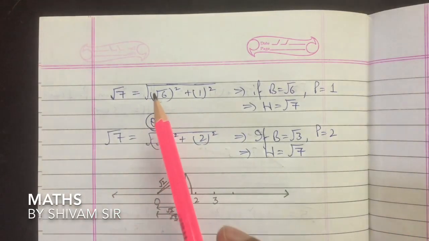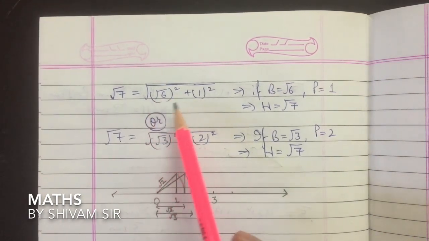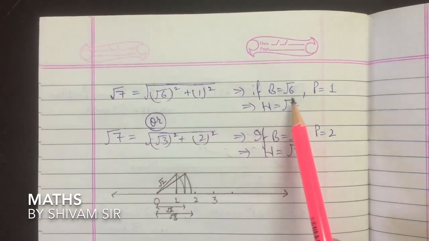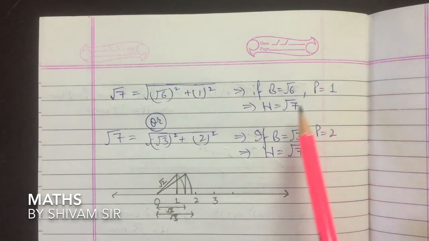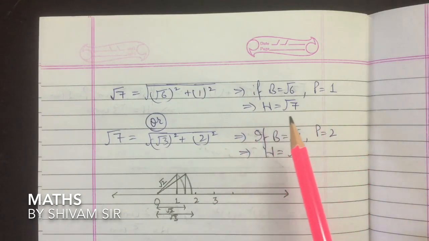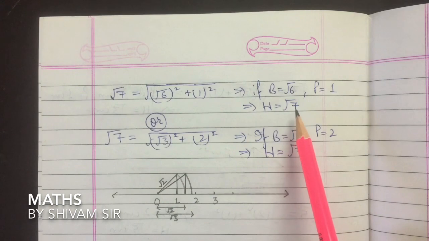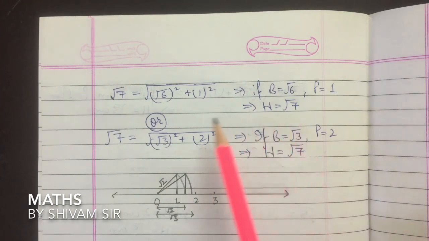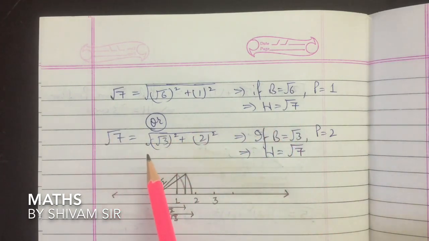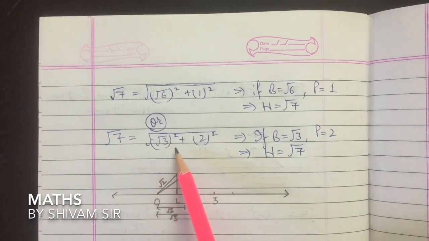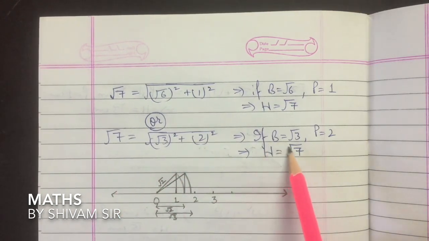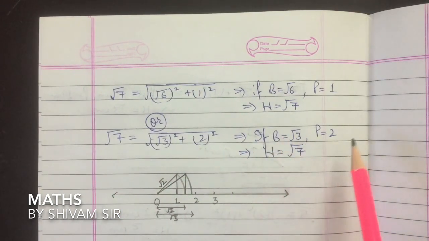So root 7 can be broken down as root 6 square plus 1 square. So if we take base as root 6, perpendicular as 1 unit, so hypotenuse we will get as root 7. The hypotenuse which we will get will be of root 7 units. Or we can say root 7 can also be broken down as root 3 square plus 2 square, because root 3 square is 3, 2 square is 4, 4 plus 3 is again root 7. So if we take base as root 3 units and perpendicular as 2 units, so hypotenuse so obtained will be of root 7 units. So here I have taken that only.